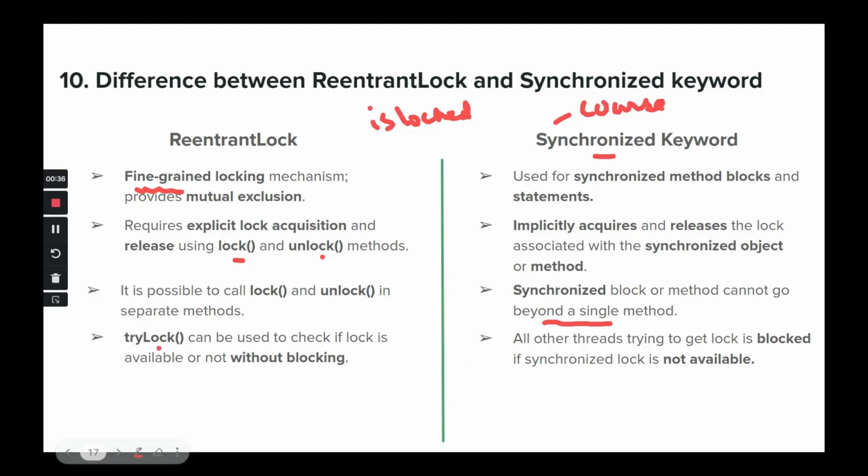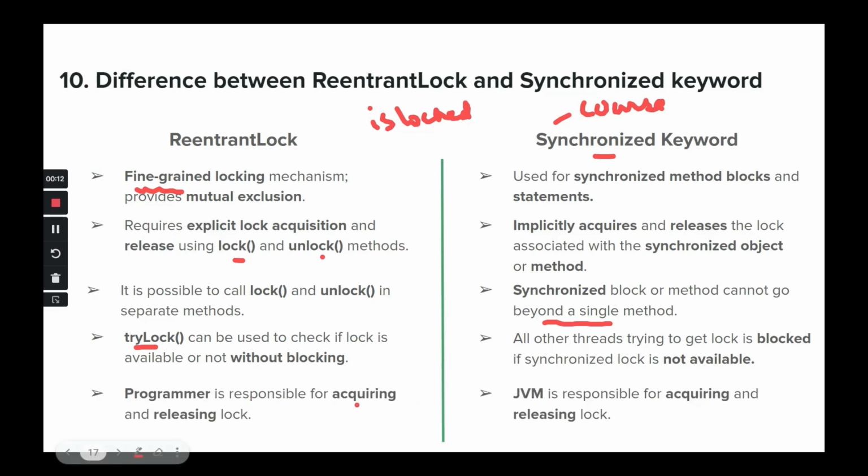tryLock: why is fine-grained coming in? tryLock can be used, but is there anything equivalent of tryLock in case of the synchronized keyword? No. All the other threads which are trying to get the lock are blocked indefinitely. There is no way to continue with another execution if they're not able to get the lock, which we have the flexibility to do when we use tryLock. The programmer is responsible for acquiring and releasing the lock, but in the synchronized case, the JVM is responsible. So on the whole, fine-grained locking and more functionality is what we get in ReentrantLock, which we don't get in the synchronized keyword. And we are going to wrap up today's video.